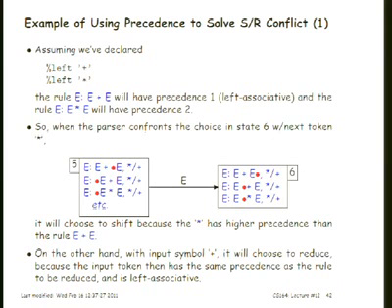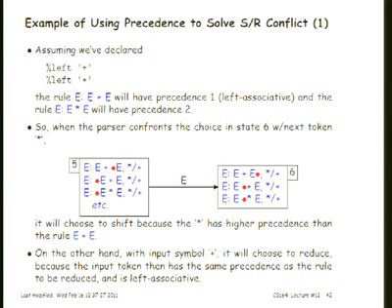So here we are. This is an example of what happens when you write an ambiguous grammar, such as E star E, and therefore there's going to be ambiguity in that grammar as written about whether star and plus are left or right associative and what their precedences are.